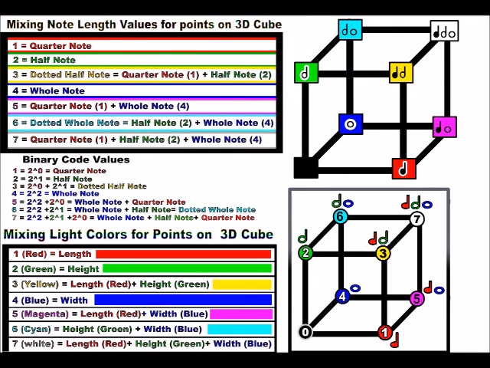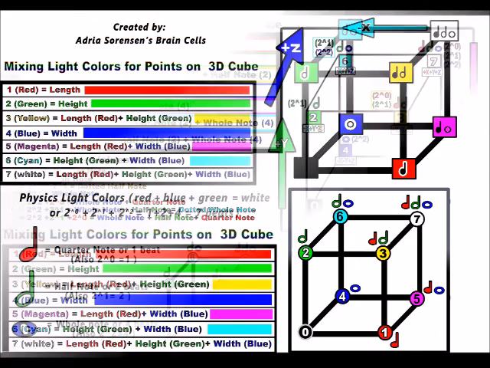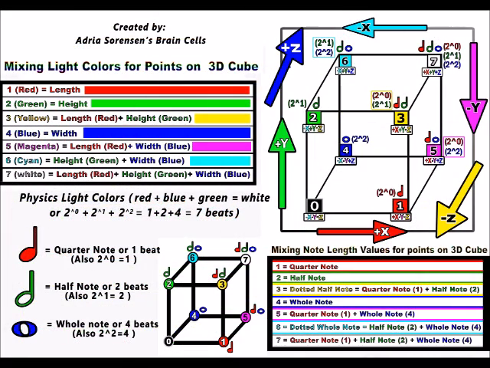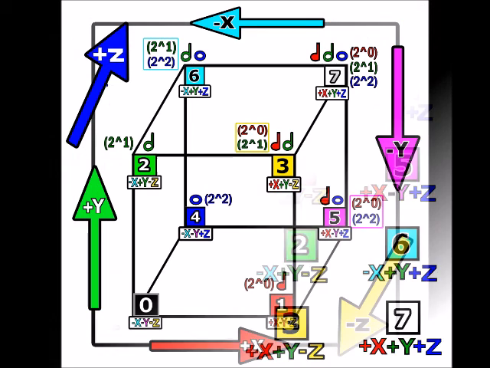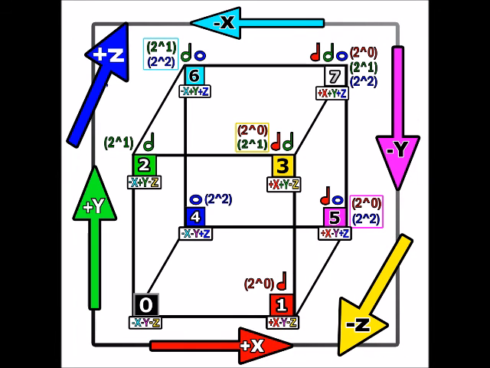Point 5 would be adding the first dimension plus x plus z, the whole note plus the quarter note, which equals 5, or 2 to the 0th power plus 2 to the 2nd power in binary code, which is 1 plus 4, which equals 5. 6 is a half note and the whole note added, or dimensions of x, y and z minus the first dimension x, or 2 to the 1st power plus 2 to the 2nd power, which equals 2 plus 4 equals 6.